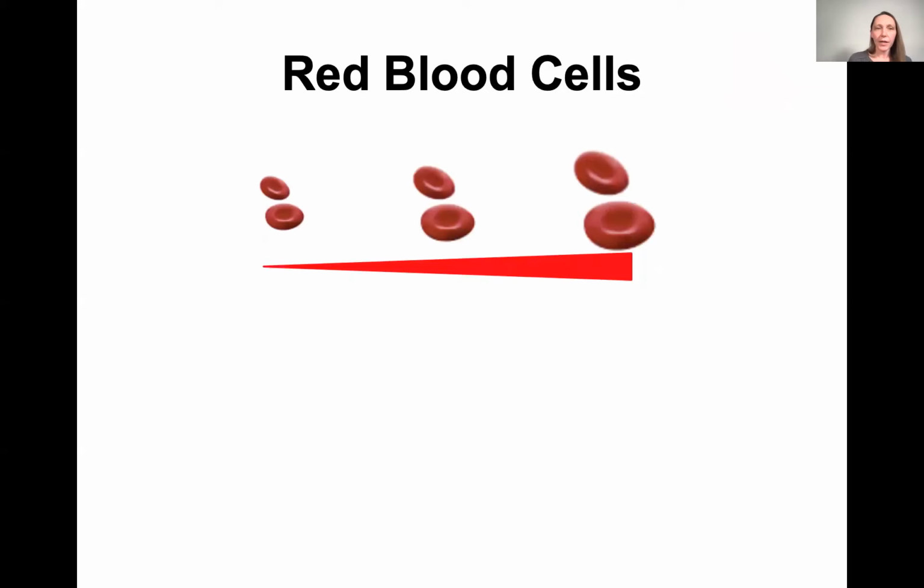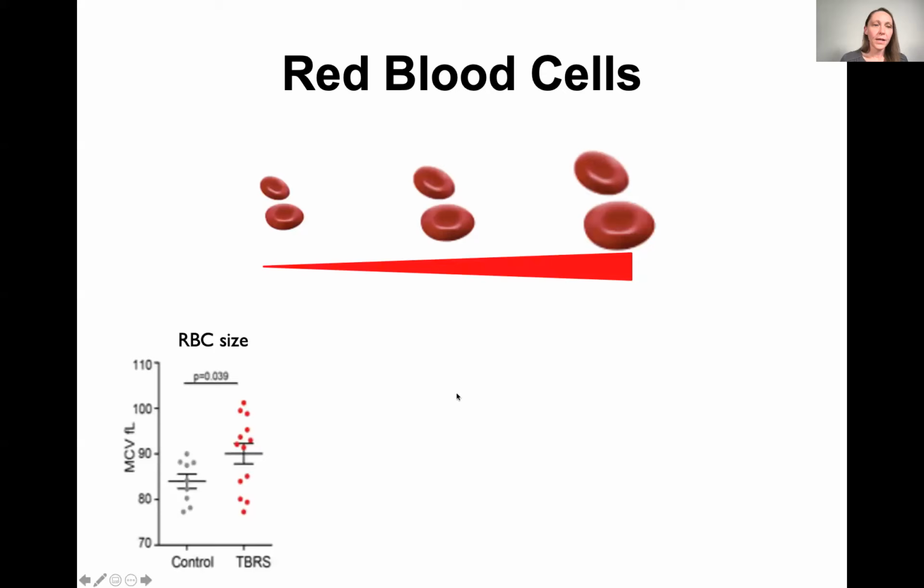Another metric that we look at to understand the red blood cells is how big are they? The relative size can vary from one individual to the next. And what we found is that the red blood cell size of individuals with TBRS was on average higher, bigger than red blood cells of individuals without TBRS.